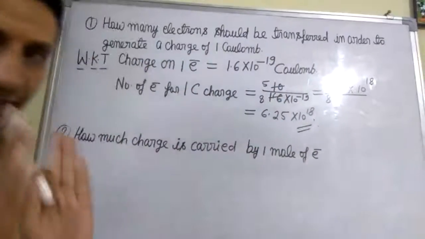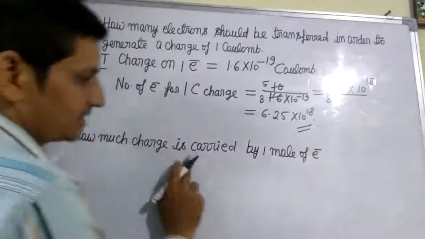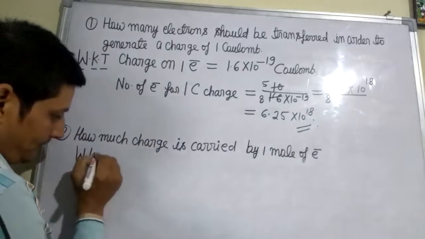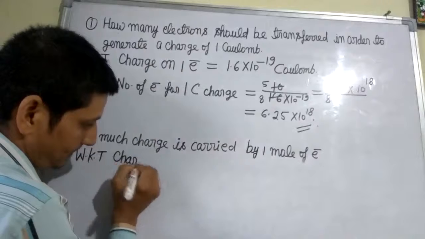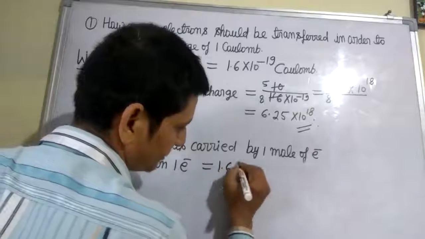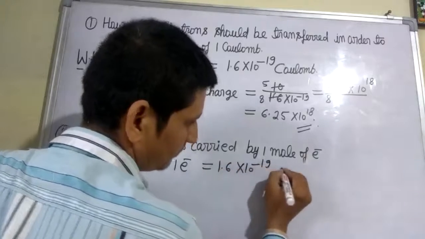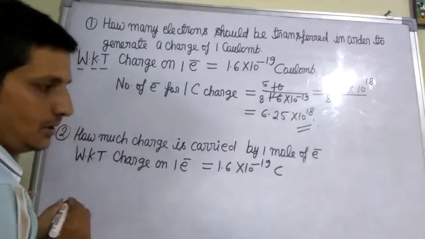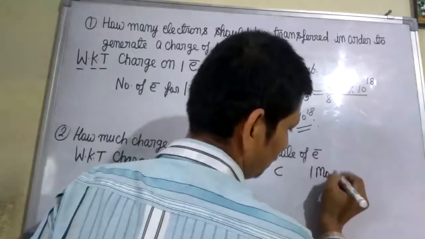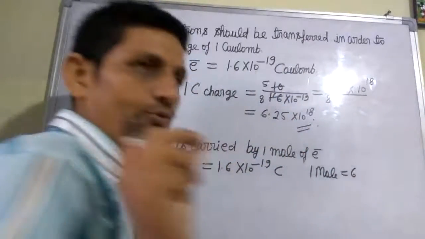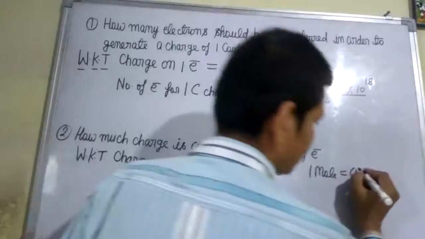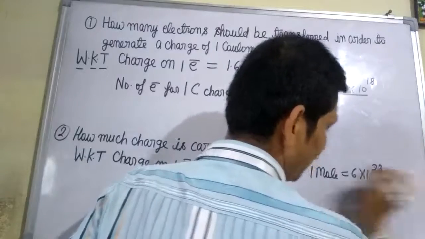Okay students, next question: how much charge is carried by 1 mole of electrons? We know that charge on 1 electron is equal to 1.6 into 10 to the power minus 19 coulomb, and here is given 1 mole. We also know that 1 mole is equal to 6.022 into 10 to the power 23. It is called Avogadro number, but we can write 6 into 10 to the power 23 to make calculation easy.